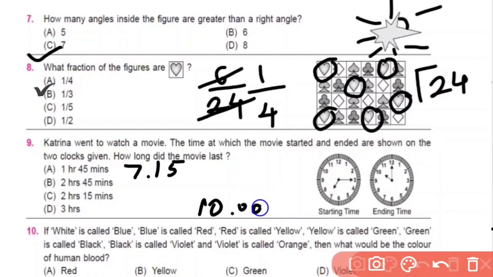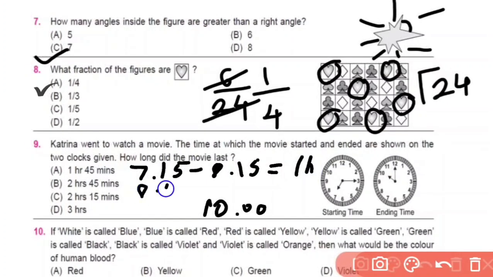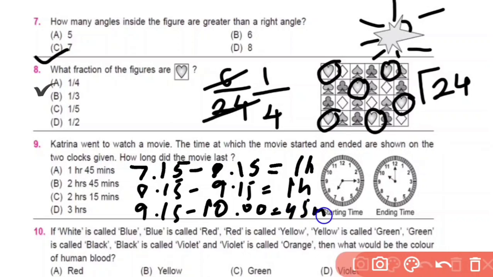Now easy method is 7:15 to 8:15, 1 hour. 8:15 to 9:15, 1 hour. And 9:15 to 10, 45 minutes. So 1 plus 1 plus 45 minutes, 2 hours 45 minutes. So B answer is correct.